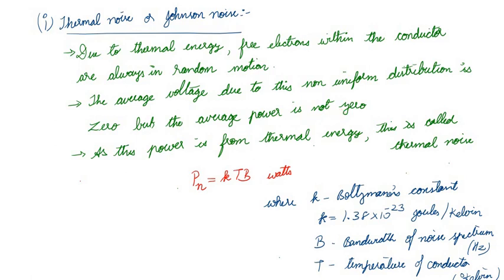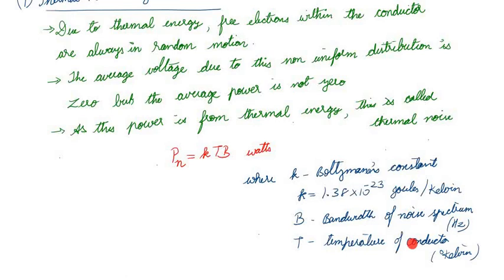So the power due to the thermal noise, which is also called Johnson noise, is given as Pn equal to kTB, where k is the Boltzmann constant, whose value is 1.38 × 10^-23 joules per Kelvin. B is the bandwidth, which is measured in hertz. T is the temperature, which is measured in Kelvin, right? So this is the expression for the power related with thermal noise, kTB.